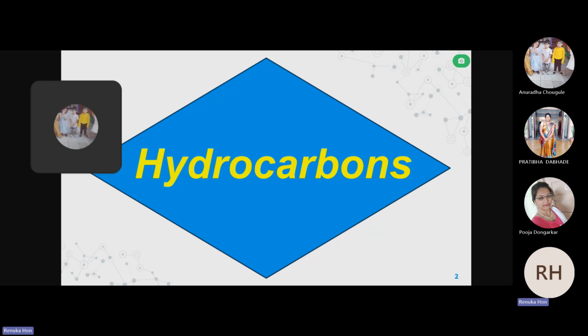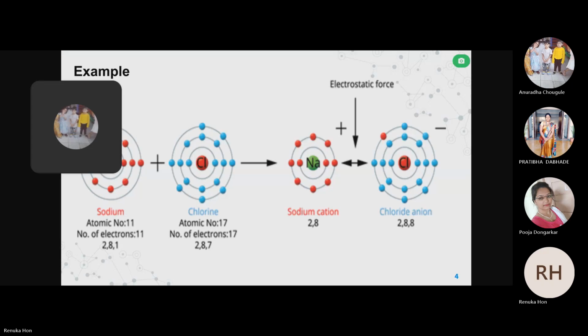One more example is there. Look at this example: sodium chloride. Sodium chloride means table salt, which we use in cooking. In the case of sodium, the atomic number is 11 and the electronic configuration is 2, 8, 1. That means one electron is present in the outermost shell of sodium. In the case of chlorine, the atomic number is 17 and the electronic configuration is 2, 8, 7, meaning chlorine has 7 electrons in the outermost shell.